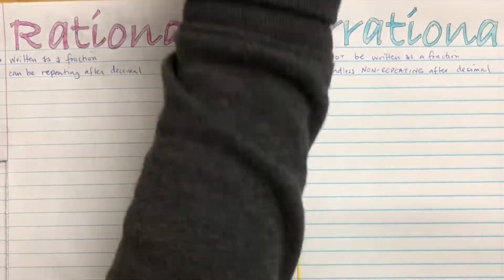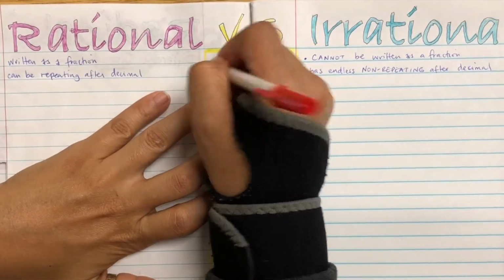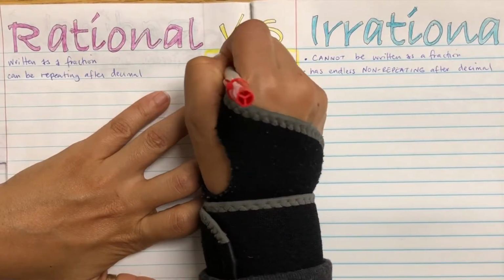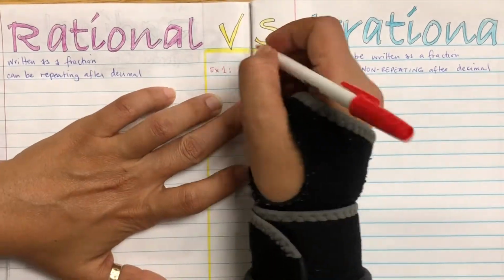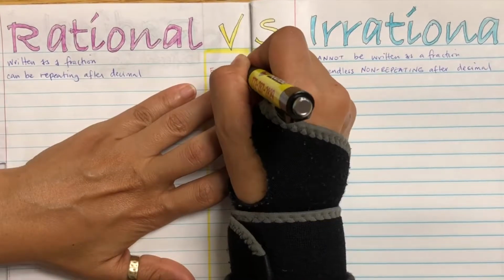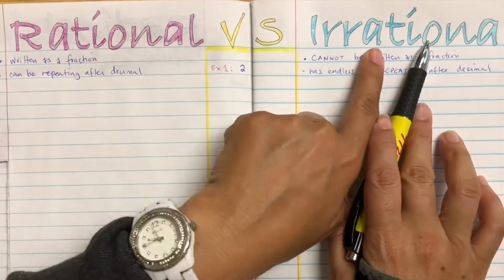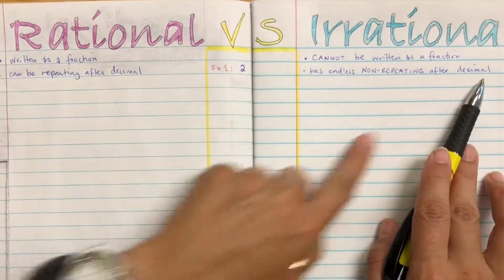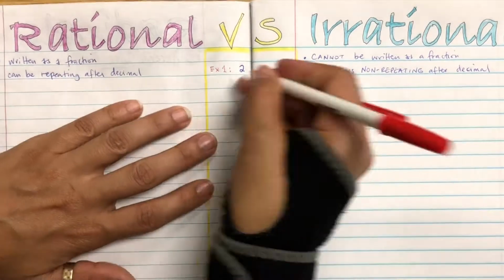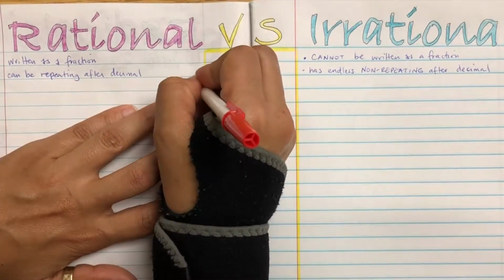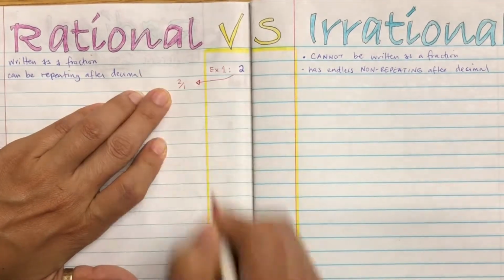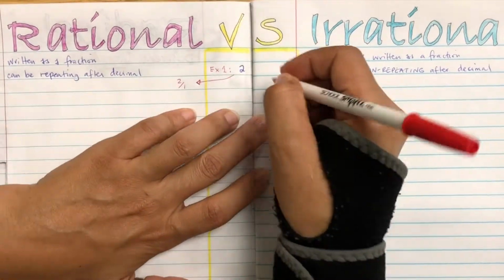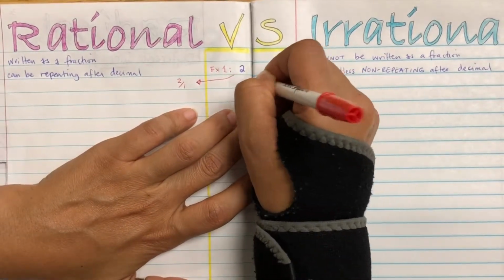Okay, so let's take a look at some examples. All our examples are going to go in the middle. Example number 1, the number 2, is that rational or irrational? The first thing you think is, can I write it as a fraction? Yes, I can. If I just put a 1 underneath it, it becomes a fraction. Or is it repeating after a decimal? Yes, it's 2.000000000. So yes, it's rational. So we're going to put it on the left-hand side. Let's take a look at another example.